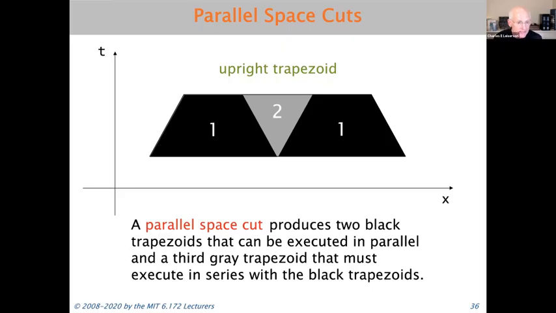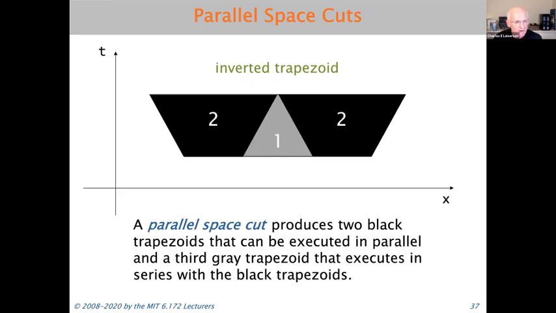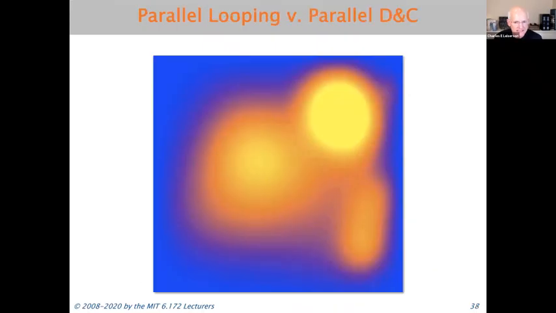Now, in this case, we're going to get some trapezoids that are upside down. For an inverted trapezoid, you can do the same thing. You can do a parallel space cut that cuts a wedge into the trapezoid, where now you have a gray trapezoid that has to be computed first, but after that, you can compute the two black trapezoids the same way, and the time cut is the same.